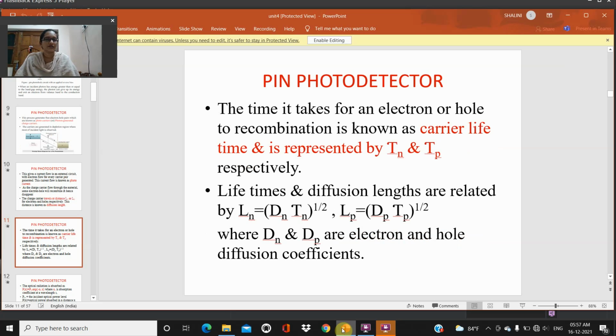The time it takes for an electron or hole to recombine is known as the carrier lifetime, and it is represented by Tn or Tp respectively. These lifetimes and diffusion lengths are related by Ln equal to the square root of Dn times Tn, and Lp equal to the square root of Dp times Tp, where Dn and Dp are the electron and hole diffusion coefficients.